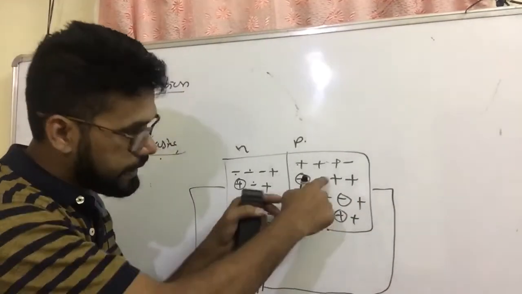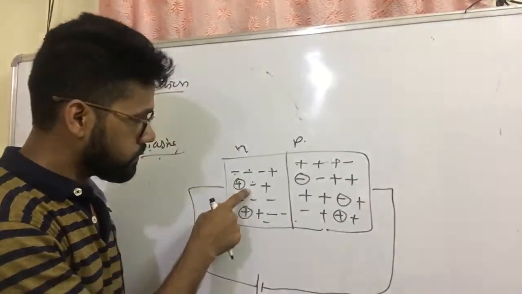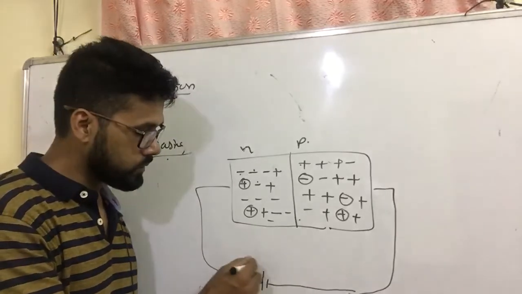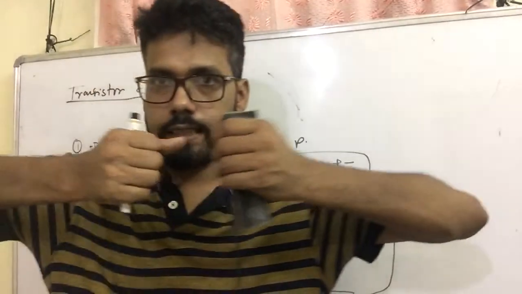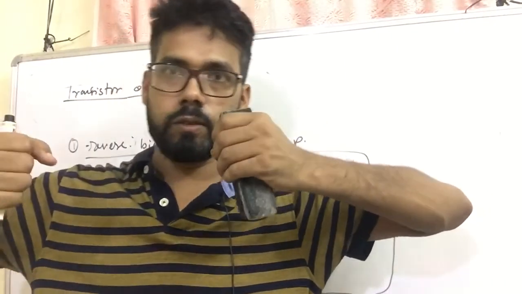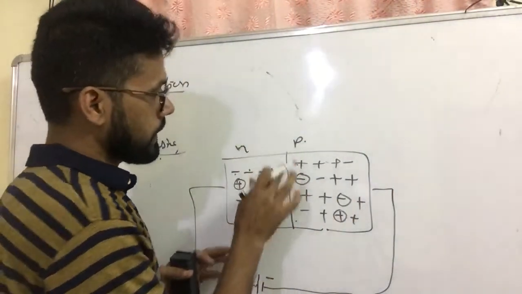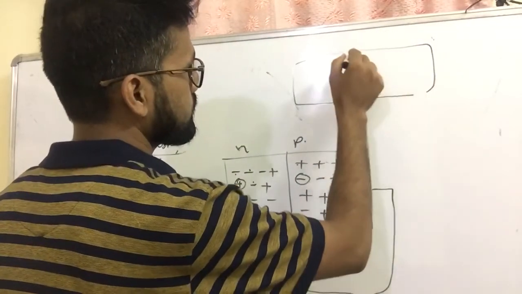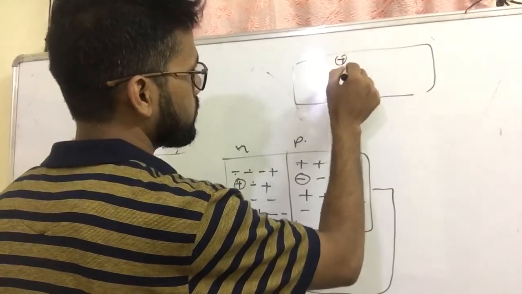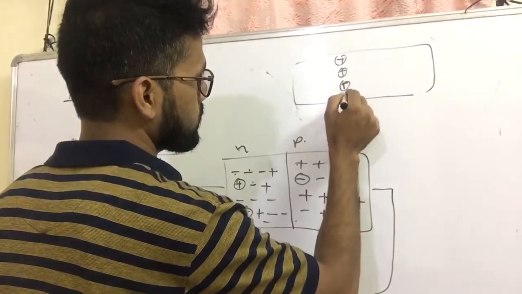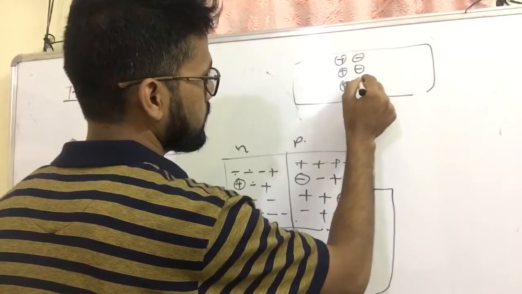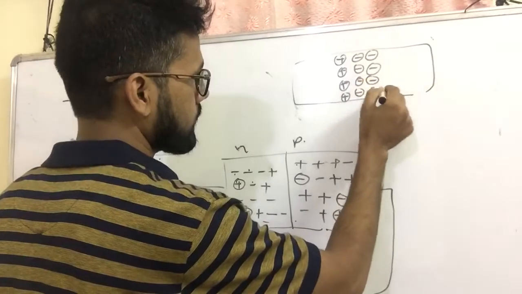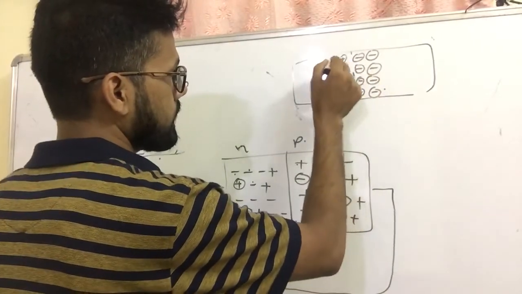This negative attracts the positive holes, and this positive side attracts the electrons, so the electrons move toward this direction and the holes toward that direction. As a result, the depletion region looks like this. This side is positive and this side is negative. Ions will form at the junction. This is called the junction.